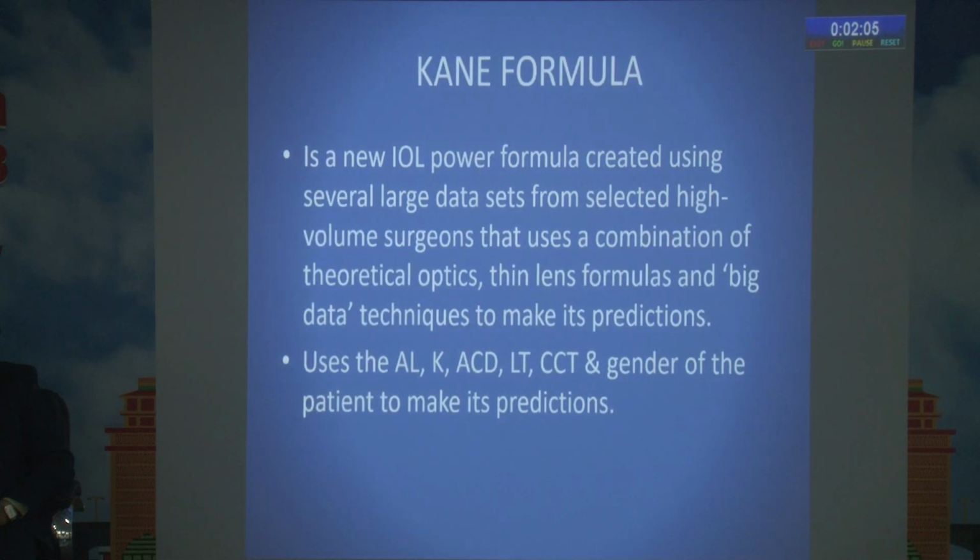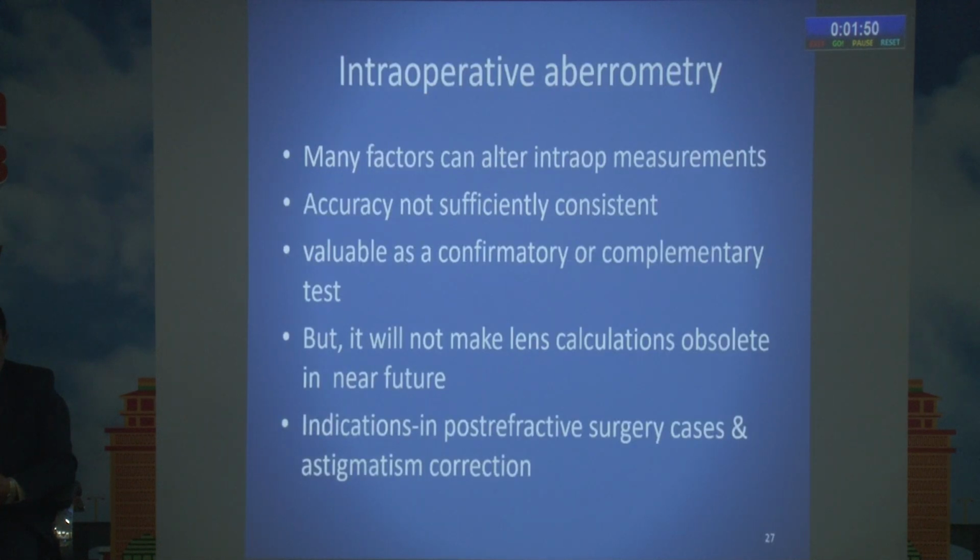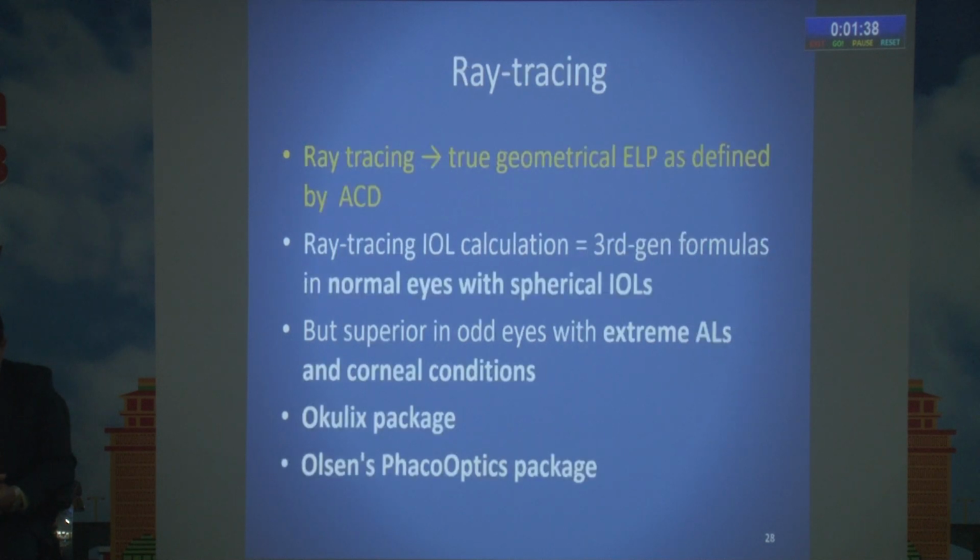Kane is a newer formula which, besides the factors taken in the Barrett Universal 2, also takes into account central corneal curvature and gender of the patient to make its predictions. The EVO 2.0 formula is also a new formula which is giving us very good results now. Intraoperative aberrometry, although it came with a bang, is valuable only as a confirmatory or complementary test, and it is not going to make lens calculations obsolete in the near future.